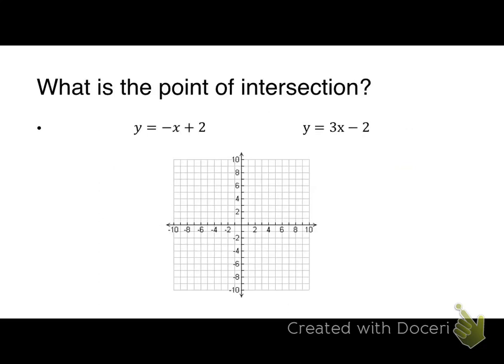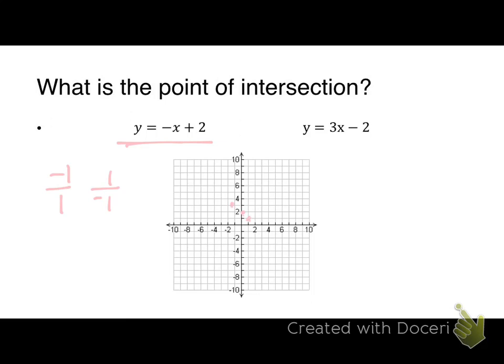So what is the point of intersection? Let's graph this one in pink first. We're going to start at 2. And then, since it's a negative, we can have only one negative, so we can go down one, to the right one, or we can go up one, to the left one.